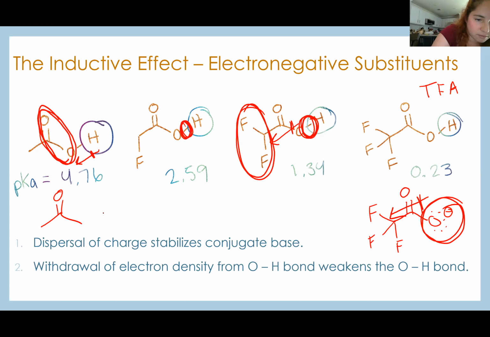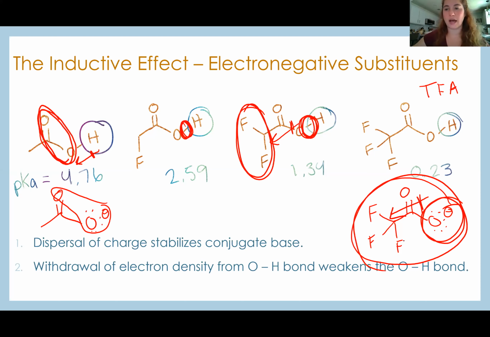versus acetic acid. It has a conjugate base, acetate. The negative charge is spread between the 2 oxygens, but that's it. Here, we're going to see the negative charge spread out more or less across the entire electron cloud. So that's going to stabilize that conjugate base. Does this make sense so far? Okay.